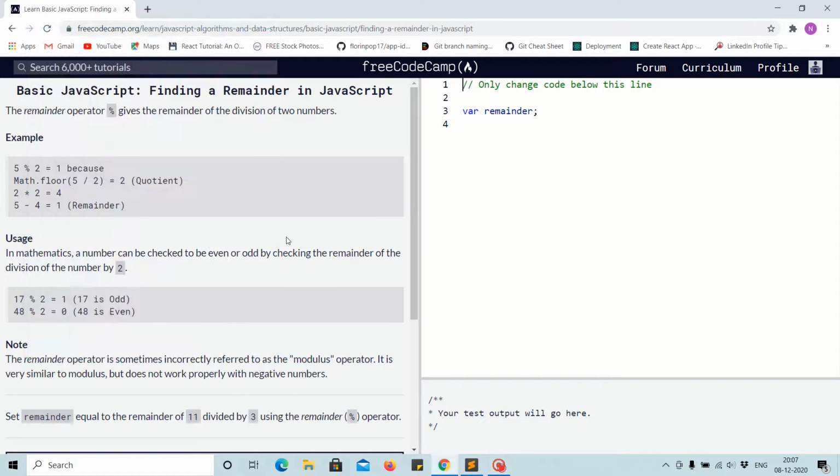Hello everyone, welcome back. Next topic in basic JavaScript: finding a remainder in JavaScript.